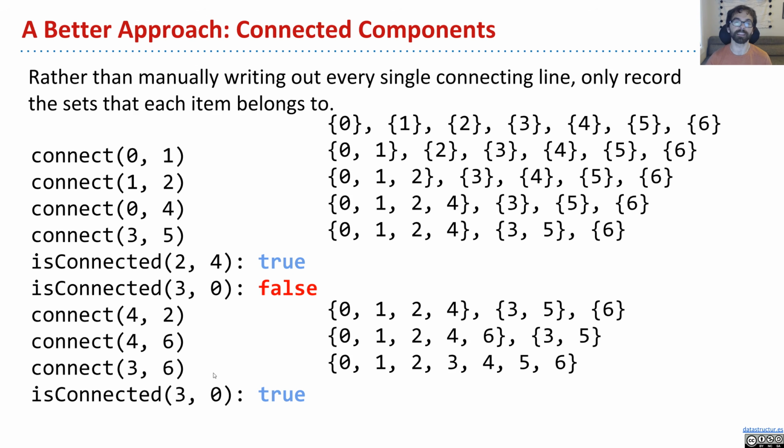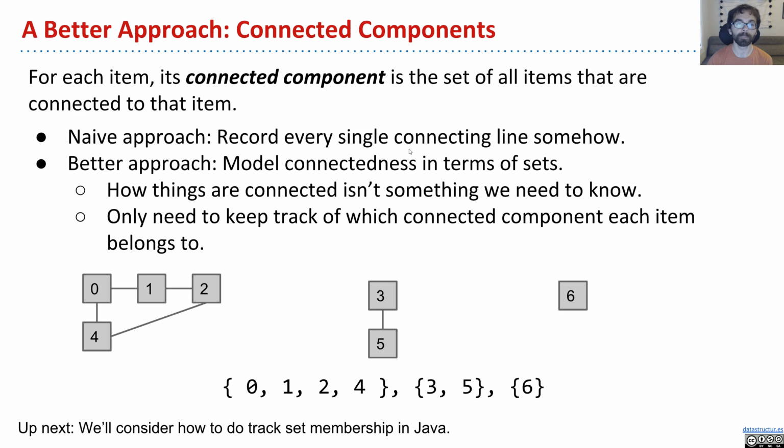We don't have to write down the line. So the words that I have up here, connected components, are a typical name for this. And so to give us a precise definition, for every item in our problem, its connected component is the set of all the items that are connected to that item. So 1's connected component is 0, 1, 2, and 4.